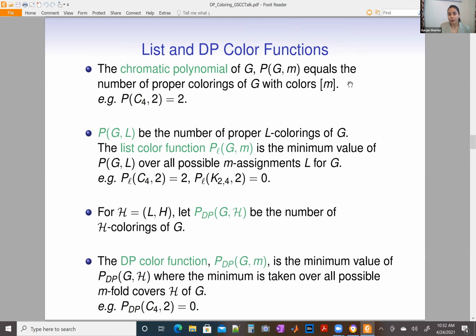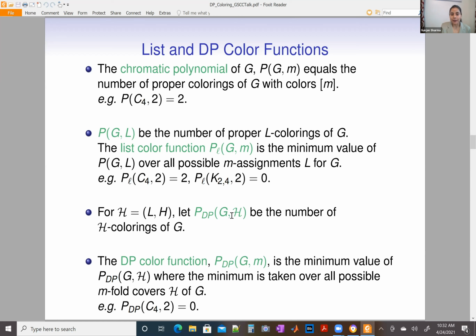It might not be a polynomial, and that is the minimum number of list colorings over all possible m-assignments, L of G. And its DP coloring analog is the DP color function. It is a minimum value, very similar to list coloring. The definition very clearly generalizes. This is the minimum value of all possible H-colorings over all possible m-fold covers H of G.